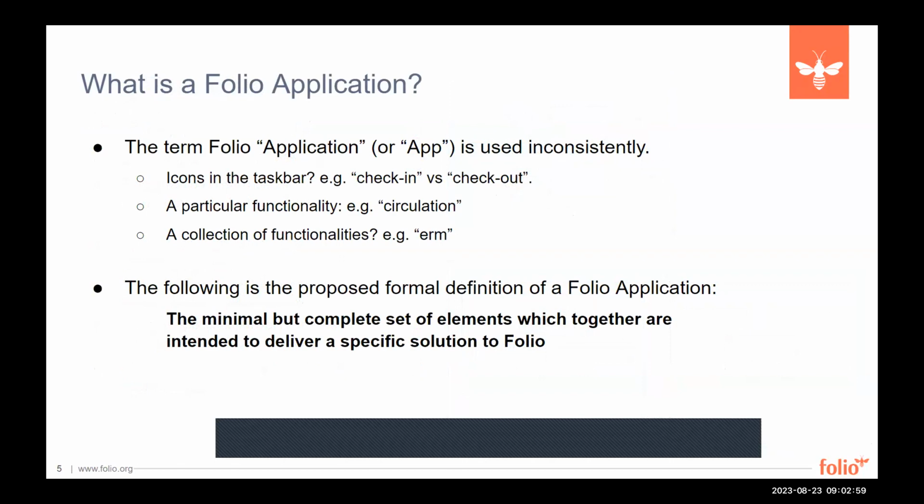So I've been talking about applications, but what is an application? What do I mean by that? There's a couple different definitions in the community today. It's inconsistent. Some people refer to apps or applications as the icons at the top of the Folio screen, so check in or check out. Others think it's a blanket term for some functionality, circulation, or a collection of functionalities, even like ERM, licenses, agreements, all that stuff. So the definition that we're proposing is a minimal but complete set of elements which together are intended to deliver a specific solution to Folio. And we'll expand on that a little bit more.